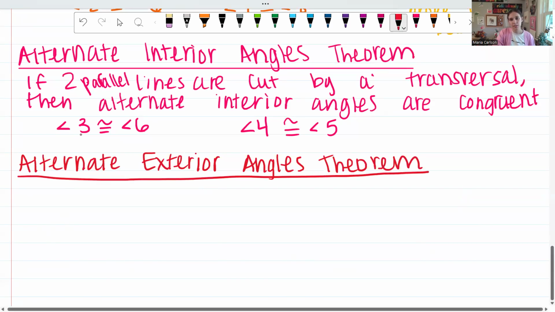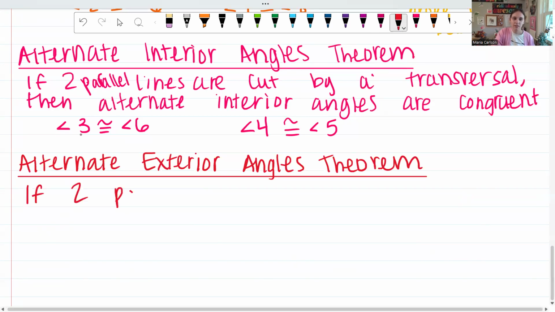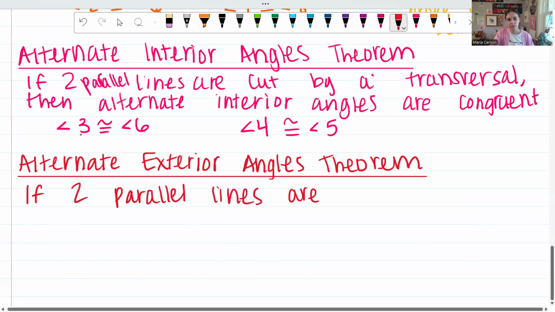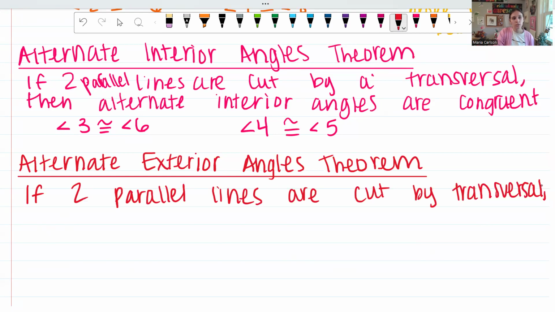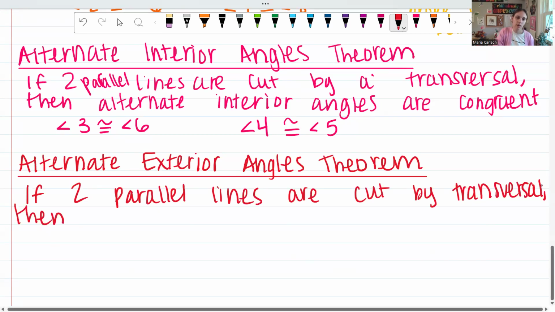I bet you can guess the beginning, and I'm going to get it right this time. If two parallel lines are cut by a transversal, because that's what we are given here. If two parallel lines are cut by a transversal, then the alternate exterior angles are congruent.